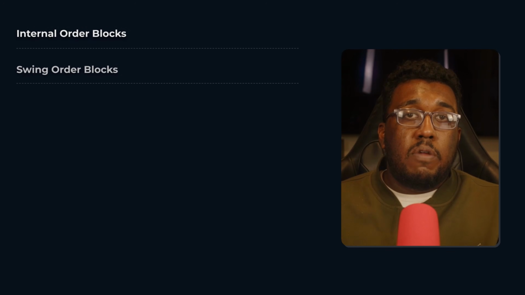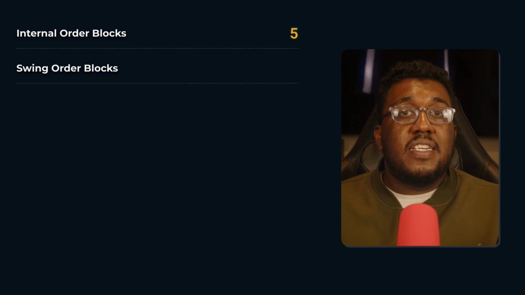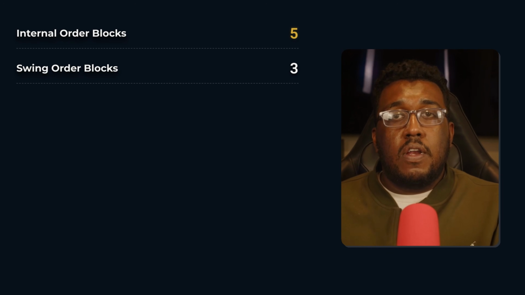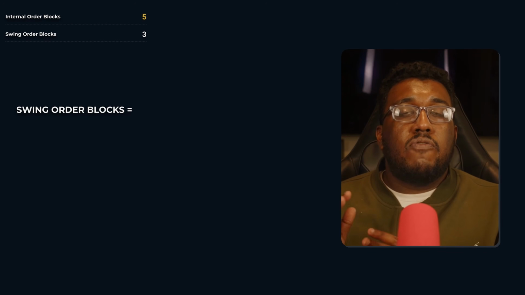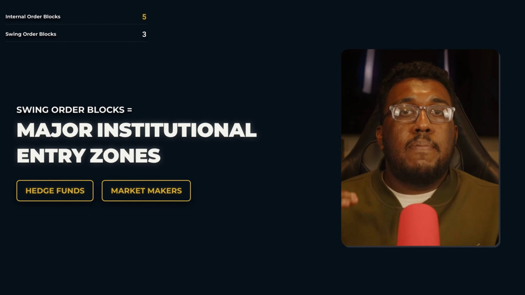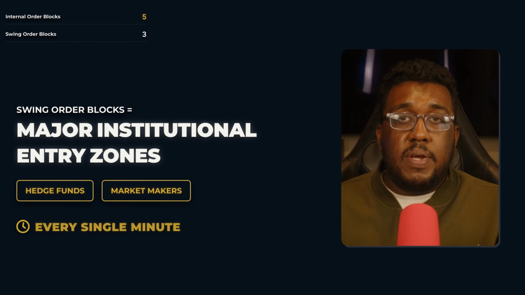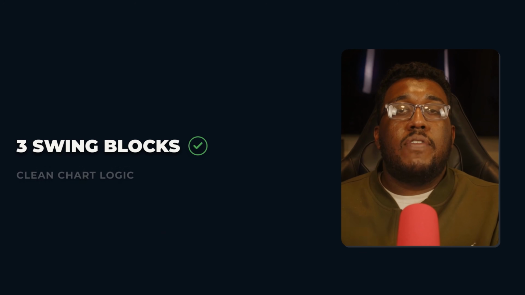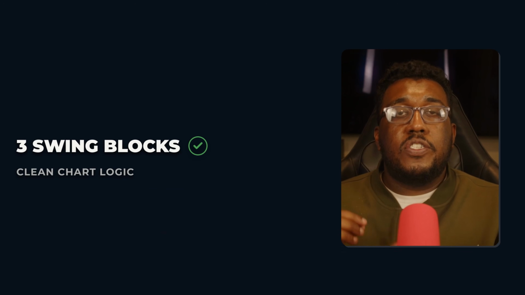I want you guys to have your internal order block set to 5, your swing order block set to 3. This is the only time frame where you guys are going to have the swing order blocks on. On that 1-hour chart, swing order blocks are going to represent major institutional entry zones, and these are the levels that hedge funds and market makers reference every single minute because they are that important. 3 swing blocks give you a major zone without having to overload your chart, especially because you're going to have internal and swing order blocks on.